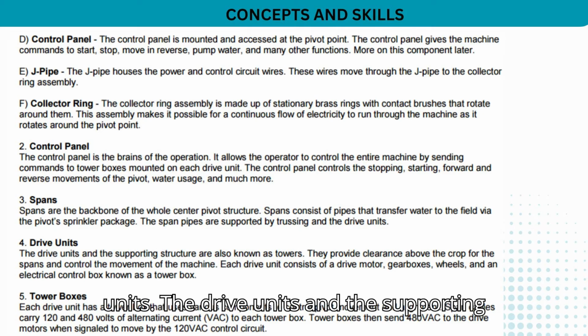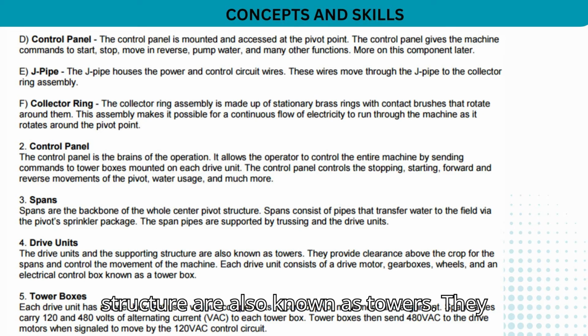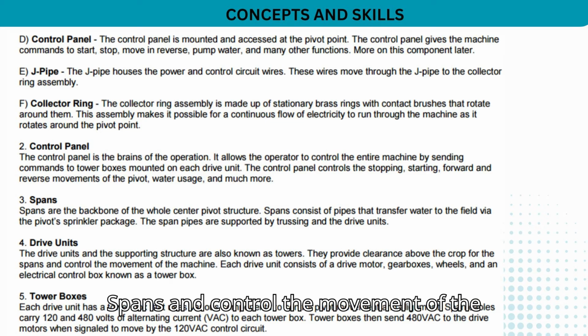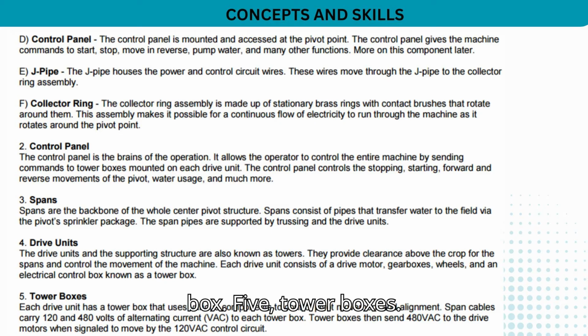4. Drive units. The drive units and the supporting structure are also known as towers. They provide clearance above the crop for the spans and control the movement of the machine. Each drive unit consists of a drive motor, gearboxes, wheels, and an electrical control box known as a tower box.